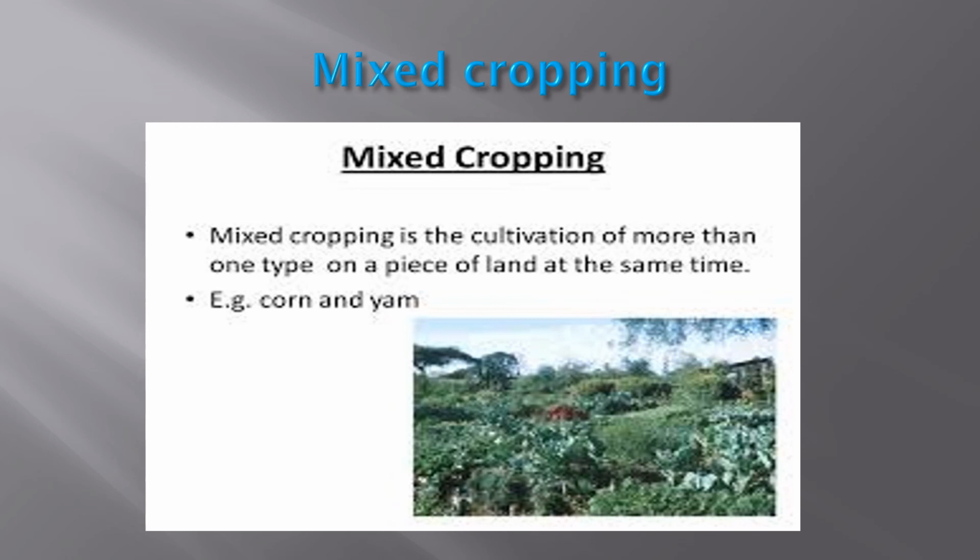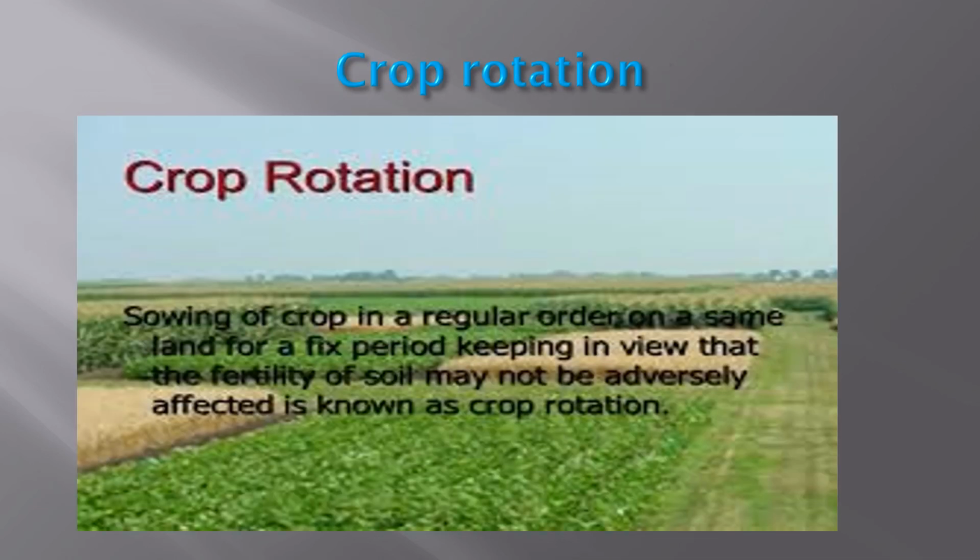Now, crop rotation. Crop rotation may be defined as a practice of growing different crops on the same piece of land in a pre-planned succession. If the same piece of land is used to grow the same crop year after year, the soil loses much of its fertility and the crop yield decreases considerably.